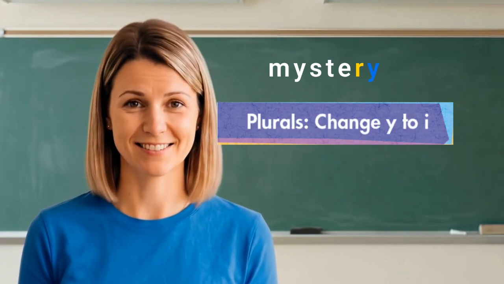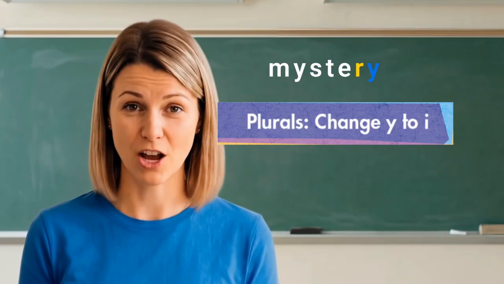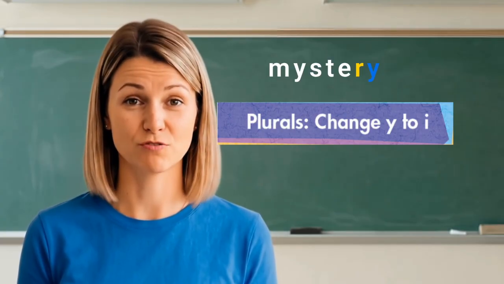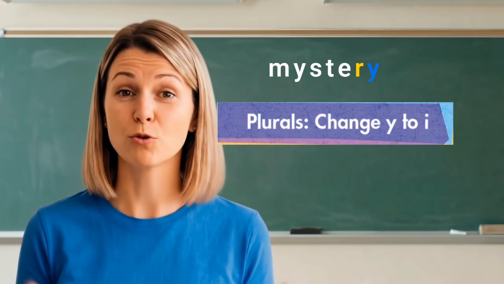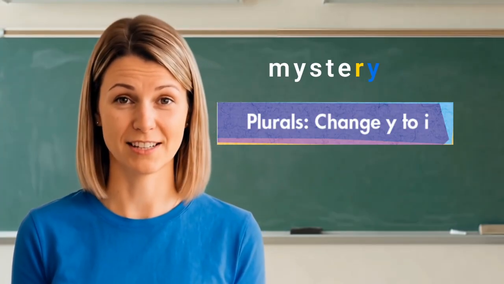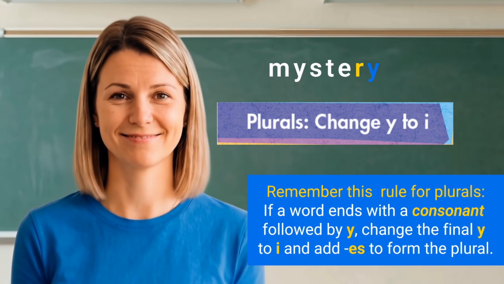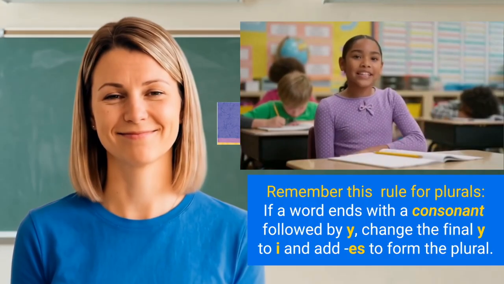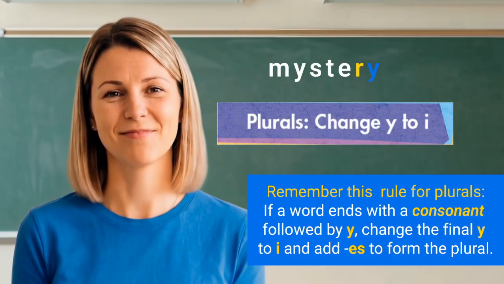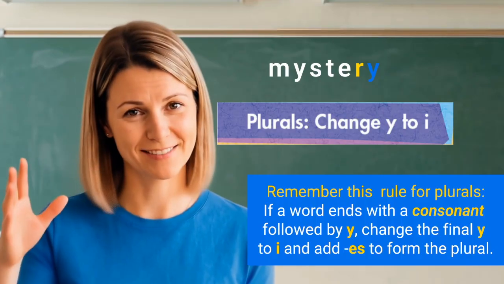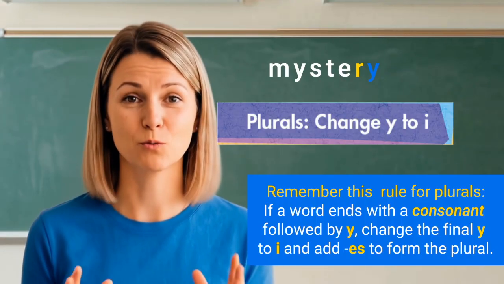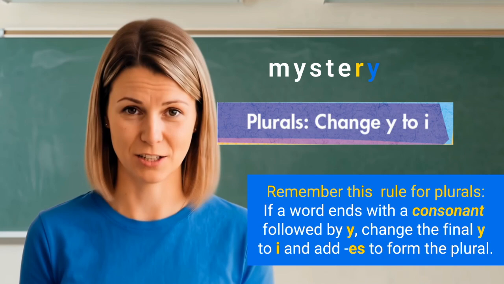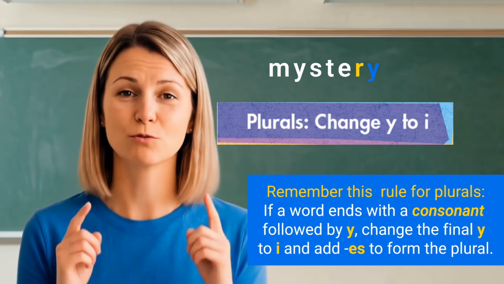Our weekly lesson concerns how the spelling of a word may change when the word form changes from singular to plural. Who remembers the rule or pattern we are studying this week? Nancy, can you tell us? If a word ends with a consonant followed by Y, change the final Y to I and add ES to form the plural. Very good, Nancy. That's correct. Now, let's suppose we need to write a sentence changing the singular word mystery to its plural form.